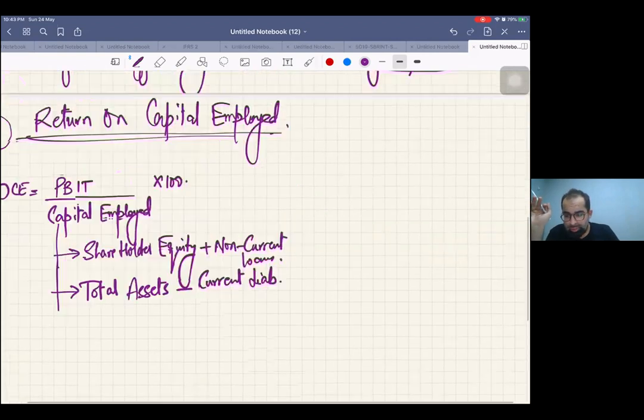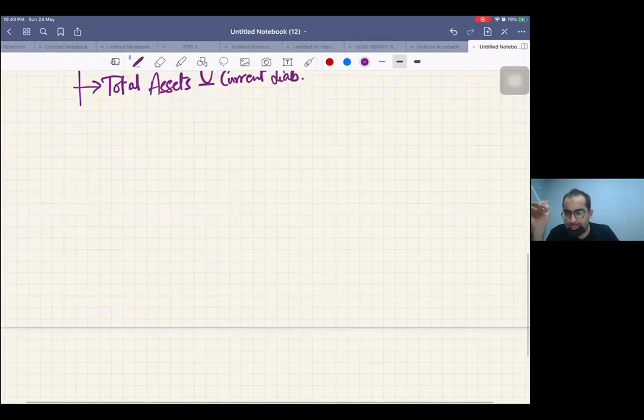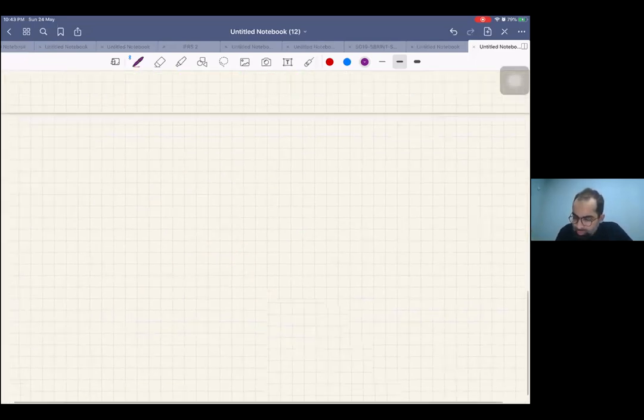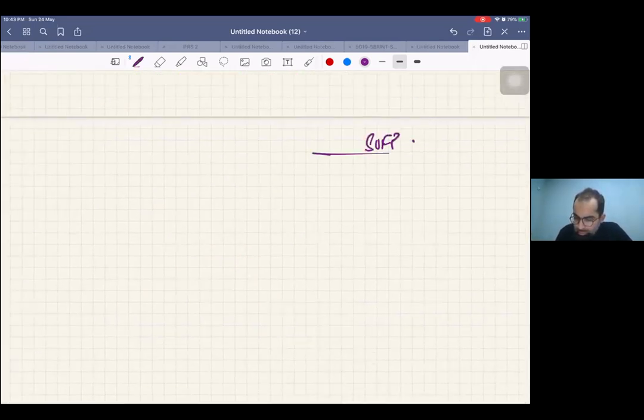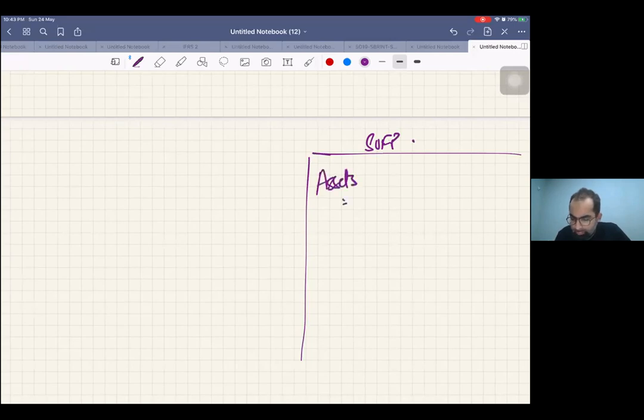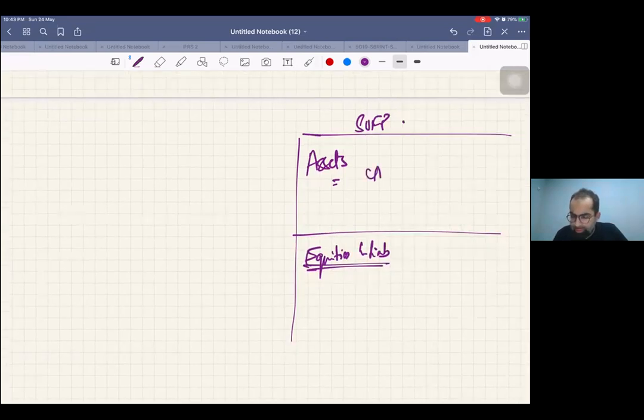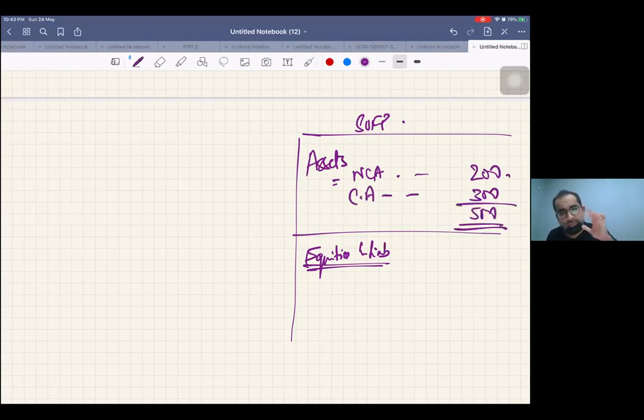So somebody may ask, sir, prove it. Let me prove it through SOFP. See, this is SOFP. You remember in SOFP, on the one side we write assets, on the other side we write equities and liabilities. For example, you have non-current assets of 200 and current assets of 300. So your total assets are 500.